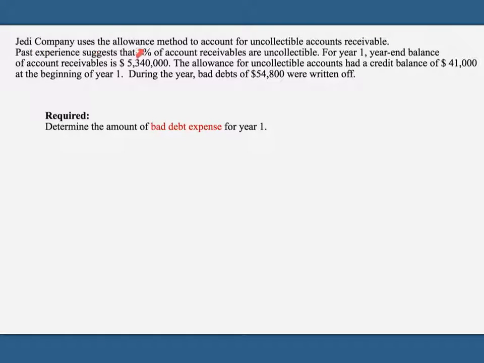Jedi Company uses the allowance method to account for uncollectible accounts receivable. Past experience suggests that 1% of accounts receivable are uncollectible. For year 1, year-end balance of accounts receivable is $5,340,000. The allowance for uncollectible accounts has a credit balance of $41,000 at the beginning of year 1. During the year, bad debts of $54,800 were written off. Determine the amount of bad debt expense for year 1.